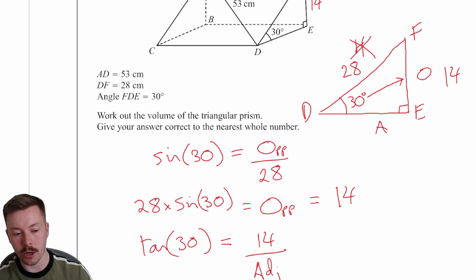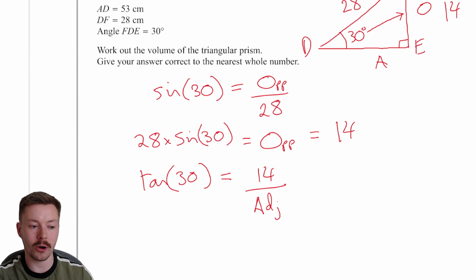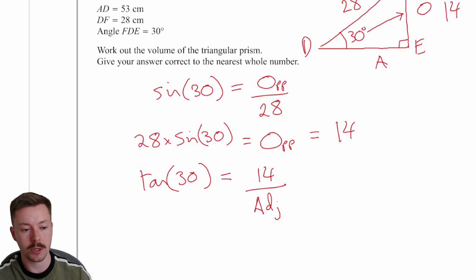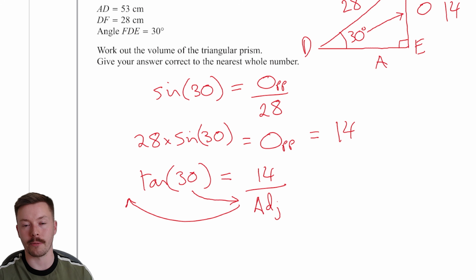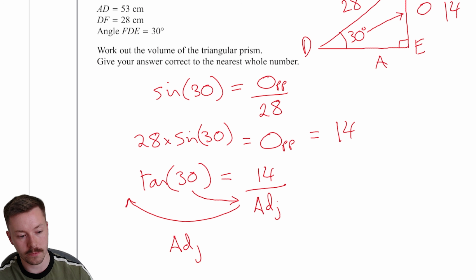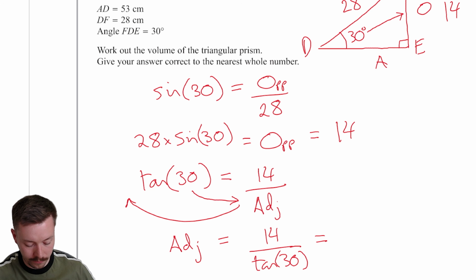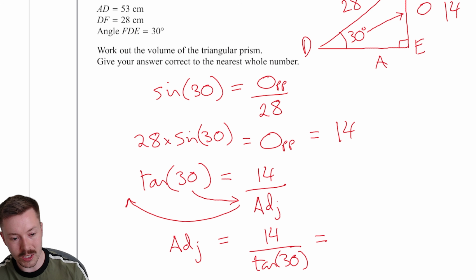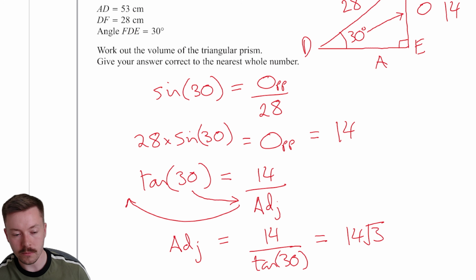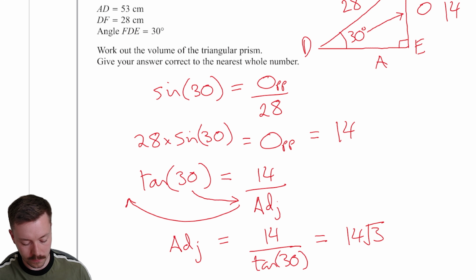Now what I'm going to do here is times both sides by the adjacent, divide both sides by tan 30. And it's going to look like the adjacent and tan 30 swap places. And in reality they do, but it's because of those things I've just said. Times both sides by the adjacent, so the adjacent comes up here. Divide both sides by tan 30, so that would come down there. So we get the adjacent is equal to 14 over tan 30, which gives us an answer of 14 root 3. Not the nicest number in the world, but that's okay.